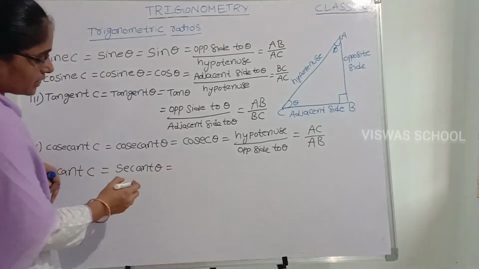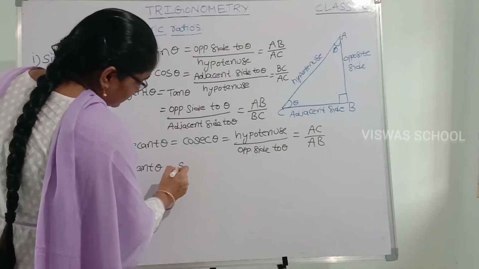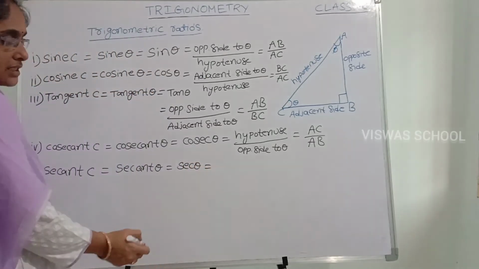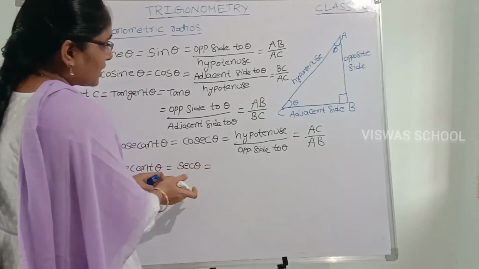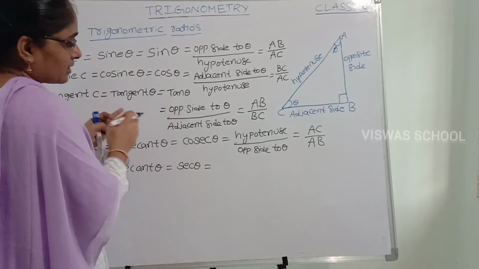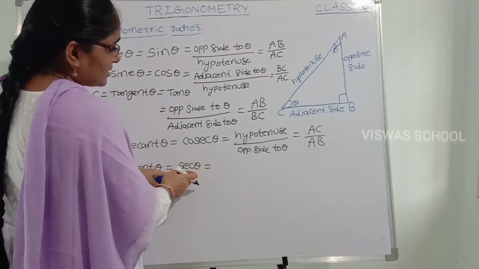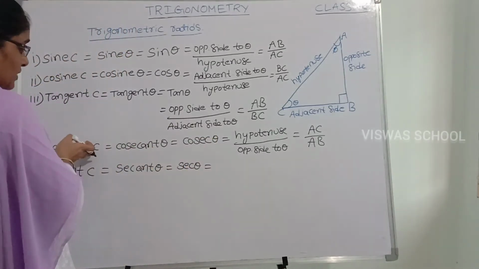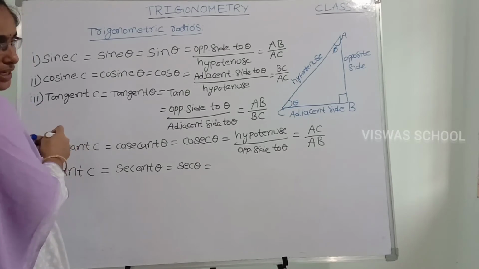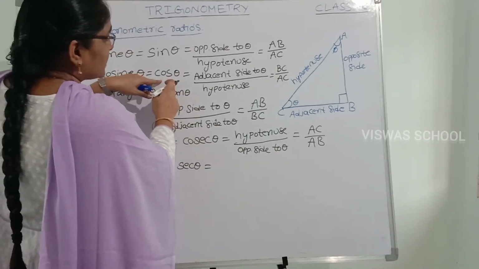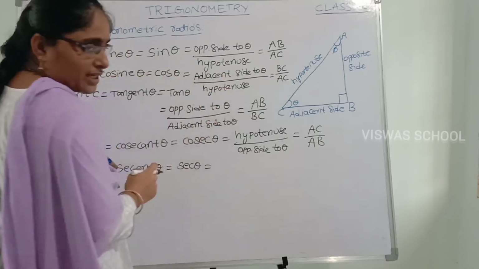Its short form of secant is what here? Sec. Sec theta. Sec theta is equal to what here? This is the reciprocal of what? Cosine. Reciprocal of cosine. That is simply, you can write secant theta means here 1 by cos. And here cosecant theta means what? 1 by sine.